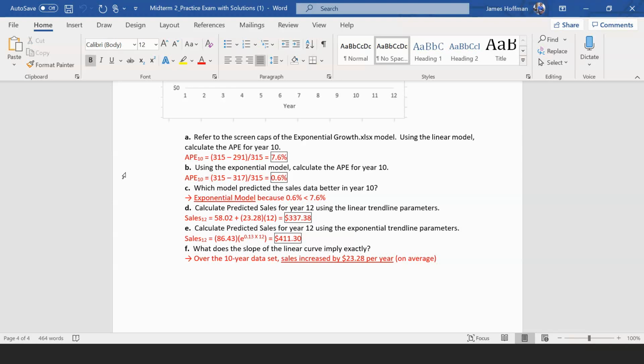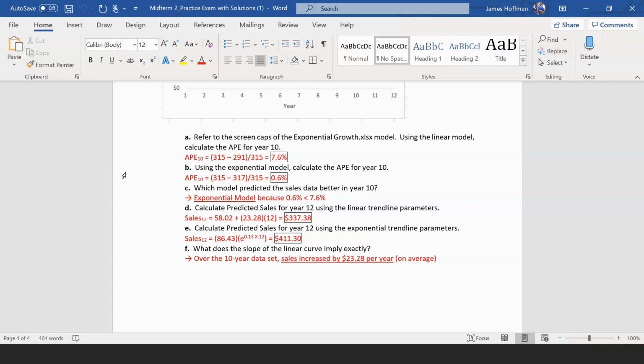And then part C is which model predicted the sales data better in year 10? All you have to do is evaluate which error is lower, which one had less error in modeling the actual data. So you know it's the exponential model because it has a lower error. So exponential, because the absolute percentage error was 0.6% compared to the absolute percentage error of 7.6% for the linear.